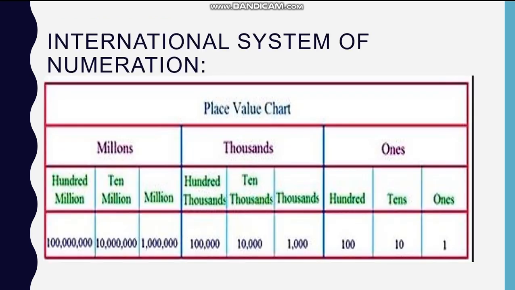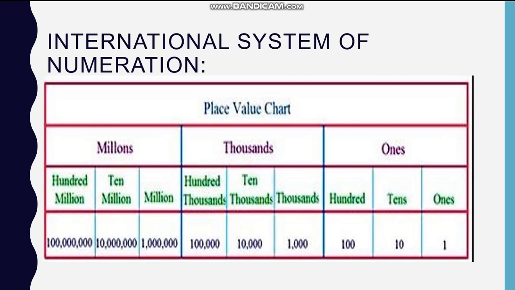So friends, you can see on my screen the international system of numeration. This is a place value chart. On this chart, this is ones, then thousands, millions. Ones has three parts: ones, tens, hundreds. Then thousands has three parts: thousand, 10,000, 100,000. Then million also has three parts: million, 10 million, 100 million. So this is my place value chart in the international system of numeration.